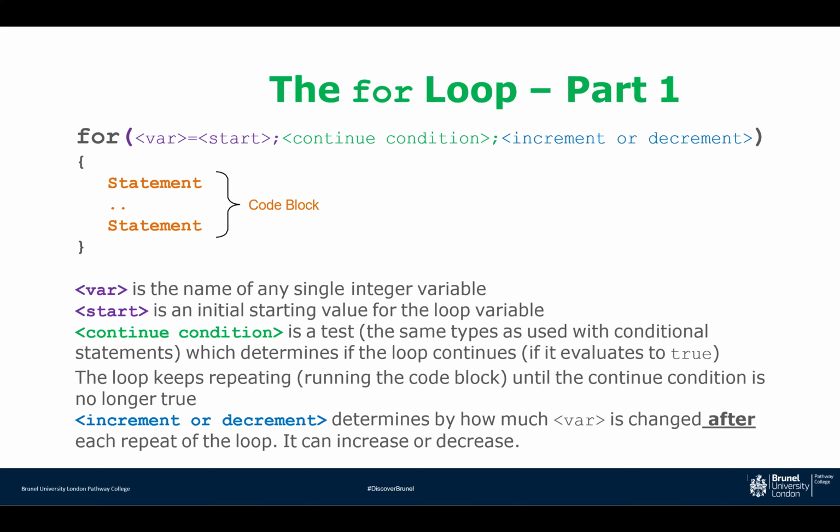Continue condition is a test. It will give you true or false, just like x greater than 1 or x less than or equal to 5, etc. Any logical condition, any logical expression, will always be evaluated to true or false. So if it evaluates to true, the loop keeps repeating, running the code over and over again, as long as the continue condition is true. When the continue condition becomes false, we exit.